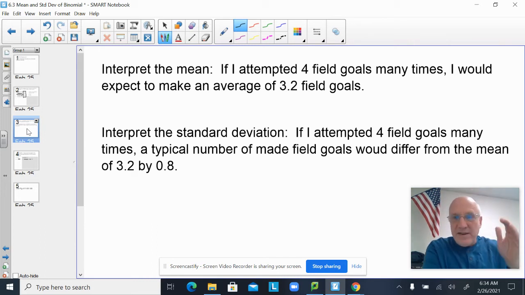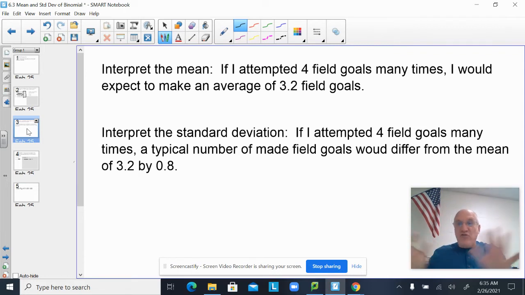So if I repeated that process with a fixed number of trials, 4 trials, again and again and again, the average number of field goals I would make per set of 4 would be 3.2. And then the standard deviation, again, the interpretation hasn't changed.